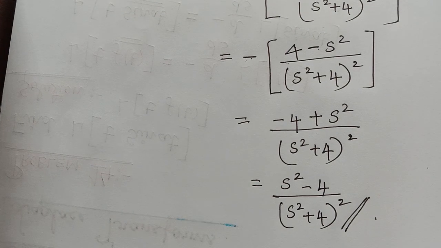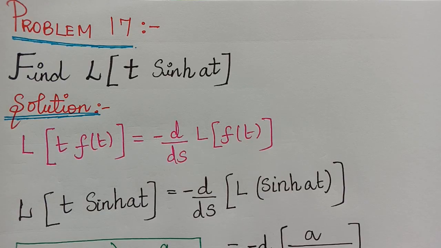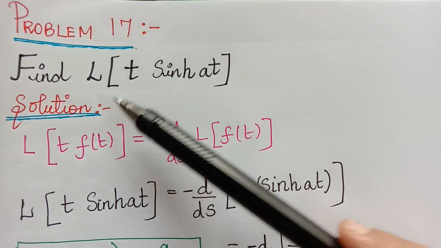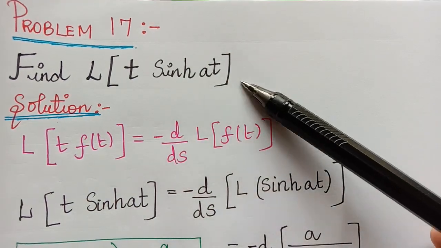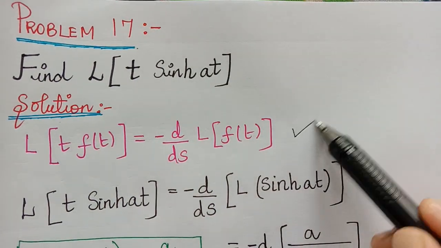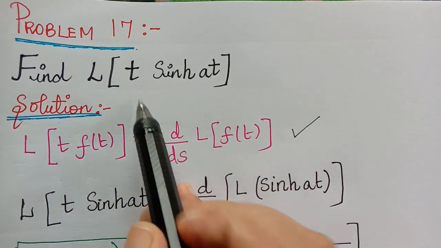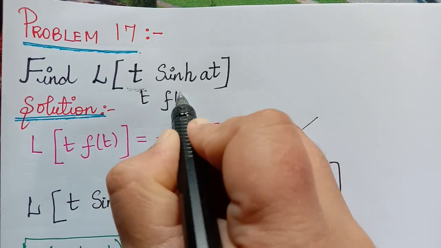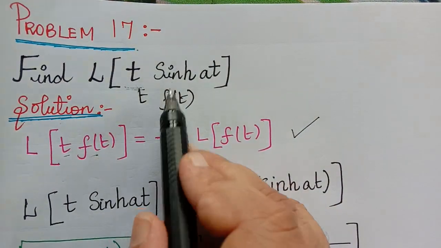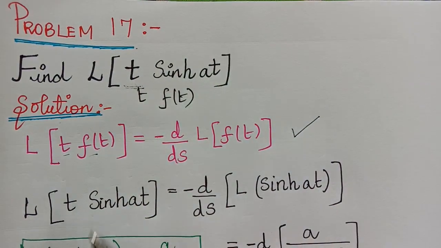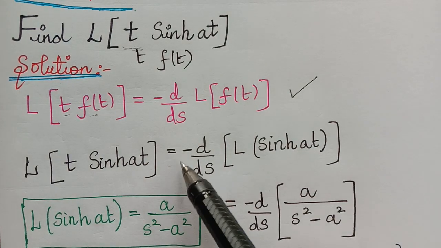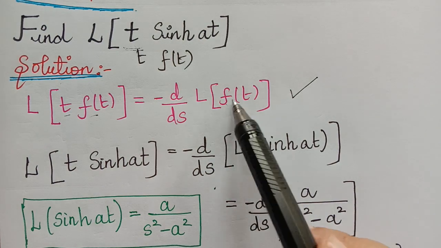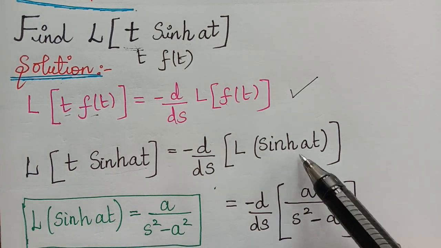So next is problem 17. Here we have to find the Laplace transform of t sinh at. We are applying the same theorem because this is a product of two functions where one of the functions is t, so this is of the form t multiplied with f of t. Therefore f of t is sinh at. So applying this theorem, we get this to be equal to negative d by ds of the Laplace transform of f of t, sinh at.